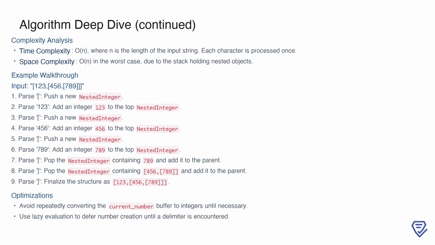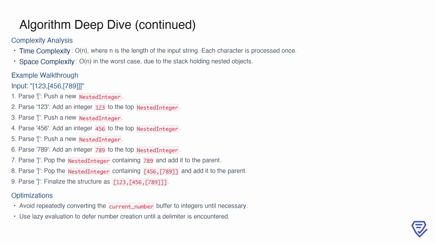Now, let's analyze the time and space complexity of this algorithm. The time complexity is O(n), where n is the length of the input string. Each character in the string is processed exactly once, making this approach linear with respect to the input size. The space complexity is also O(n) in the worst case, which occurs when the input consists of deeply nested lists. In such cases, the stack holds multiple nested integer objects at the same time.